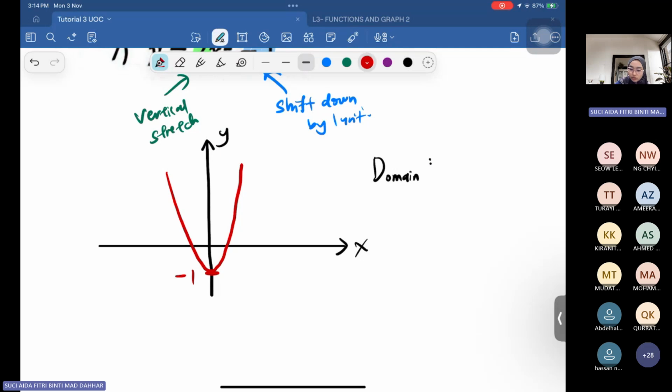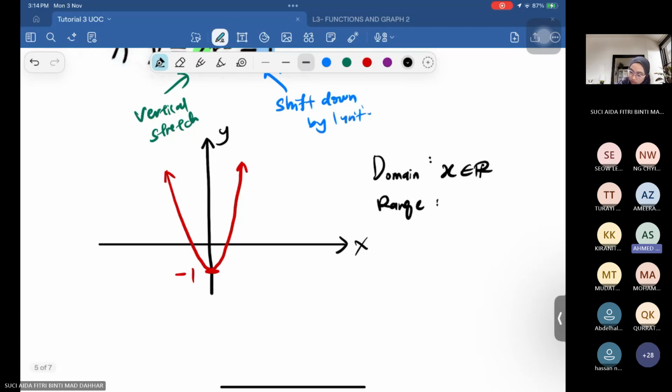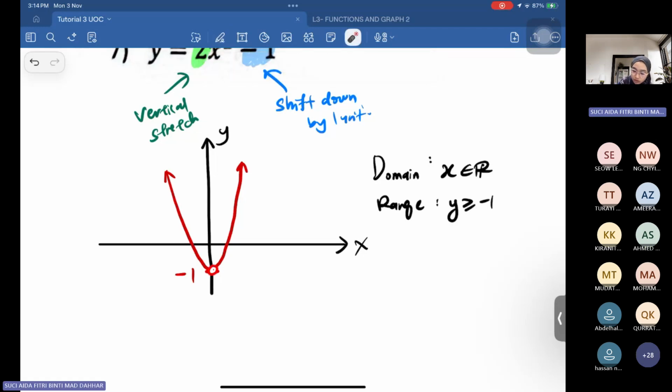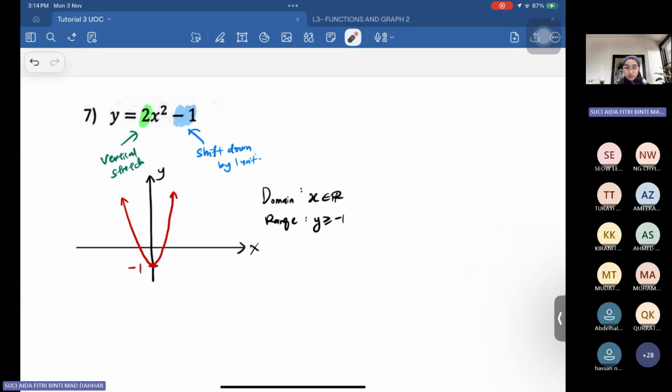Now what's the domain of this graph? Is there any limitation on x? No, so x is all real numbers. How about the y? Greater than or equal to -1. Correct, more than or equal to -1. It's on this point and above it. Everything is above it. Okay, good. Then 7. Any questions? No? Okay.